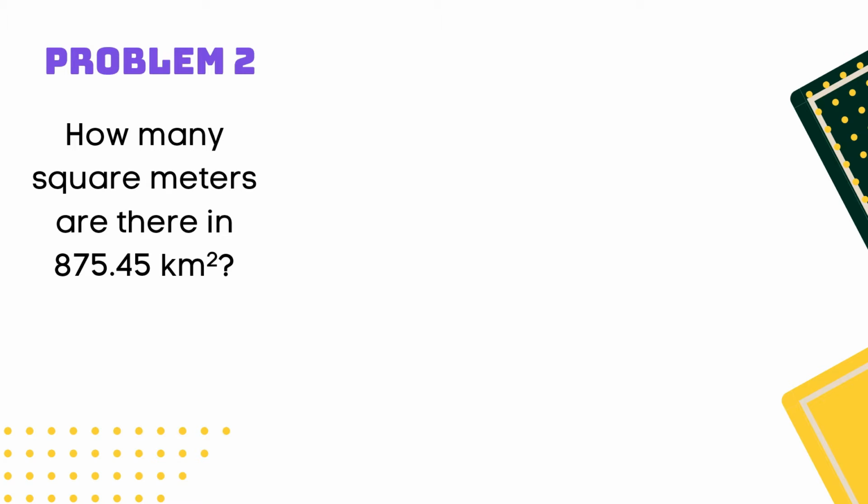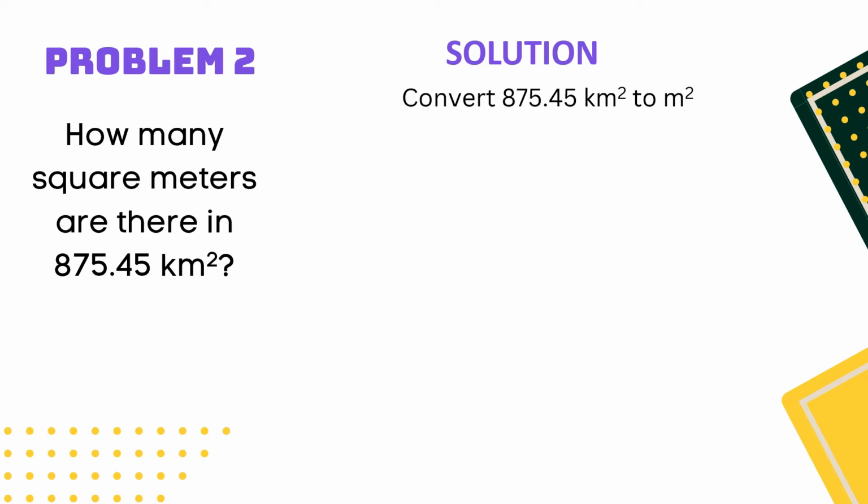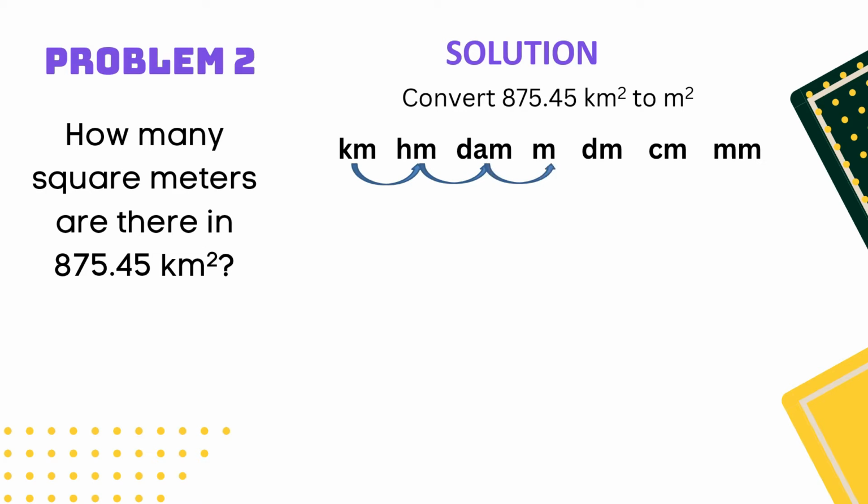This is our second problem. How many square meters are there in 875.4500 square kilometers? So, we're going to convert 875.4500 square kilometers to square meters. Again, we're going to use this strategy. So, let's count how many jumps from kilometers to meters. But this time, since we're converting square kilometers to square meters, each jump counts 2 places. So we have 2, 4, 6.